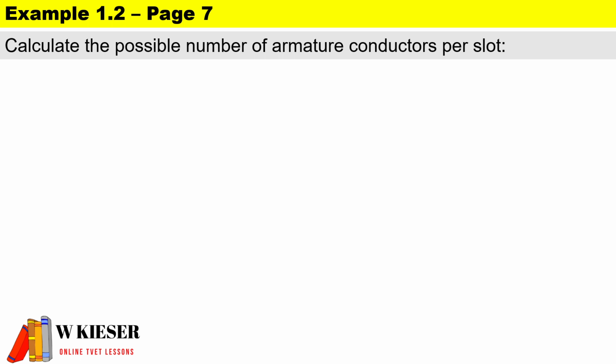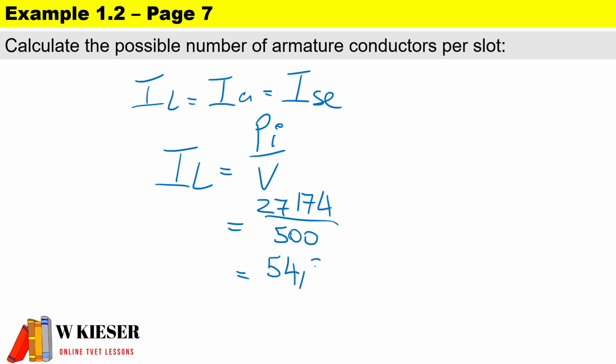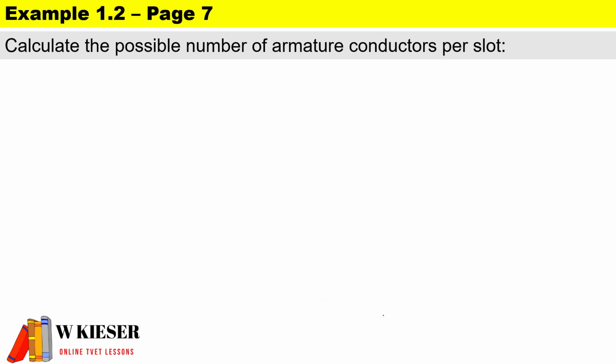Okay. Now, first of all, we're going to calculate the supply current in order to work out the possible number of armature conductors per slot. In a series circuit, just important to note that IL is equal to IA, which is equal to ISC. It is a series circuit. So to calculate the supply current, it will be the input power divided by the terminal voltage. So therefore, the input power is the bigger power. It's going to be 27,174 watts divided by the terminal voltage of 500 volts. And therefore, the supply current is equal to 54.348 amperes.